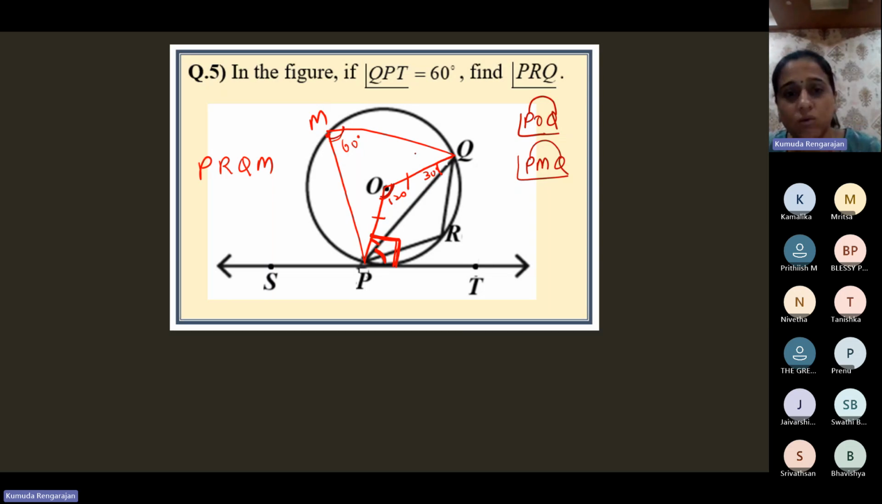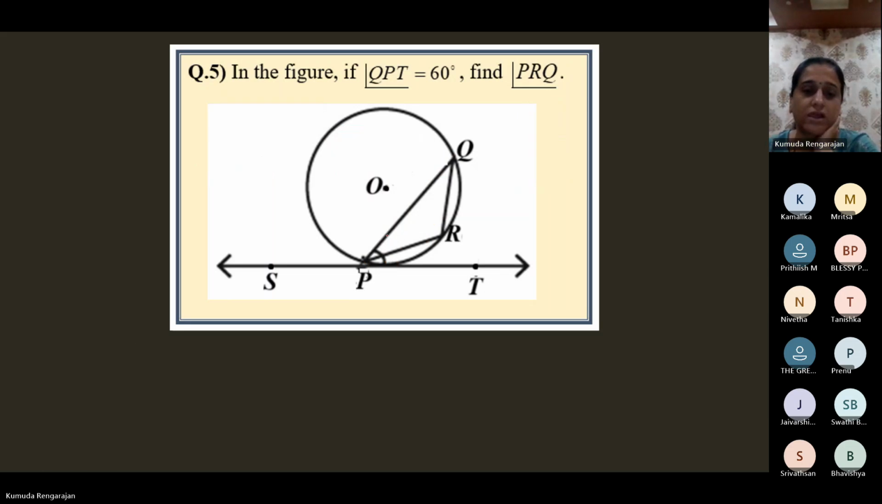Now we know in a cyclic quadrilateral opposite angles are supplementary. So this is 120. In a cyclic quadrilateral, opposite angles are supplementary. So it is 120. We'll do it again.